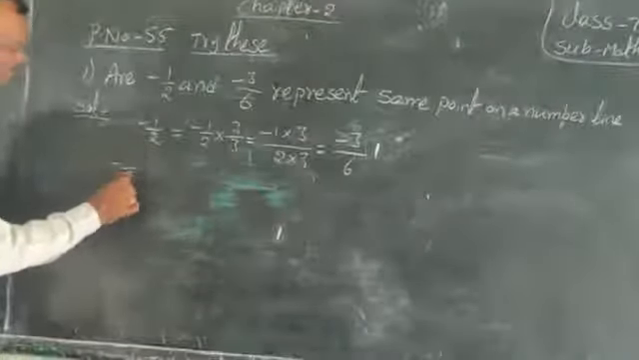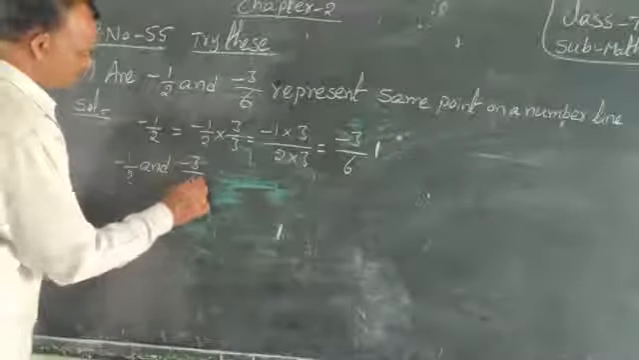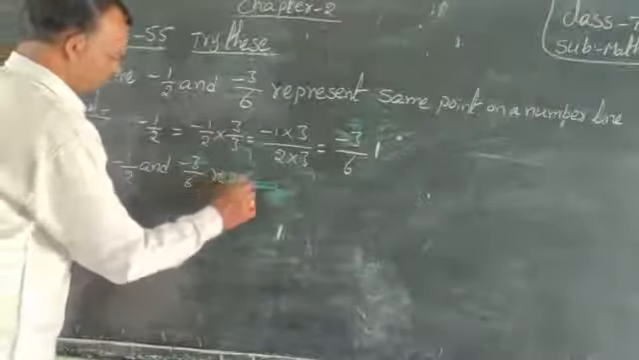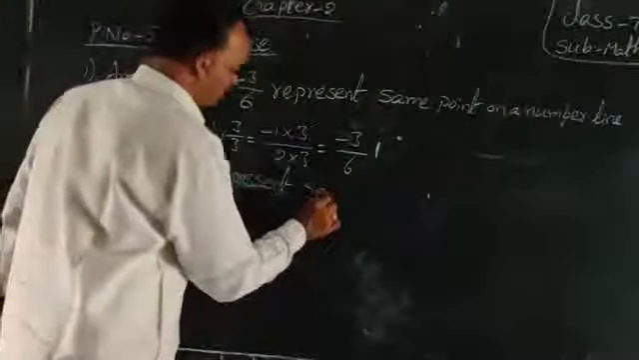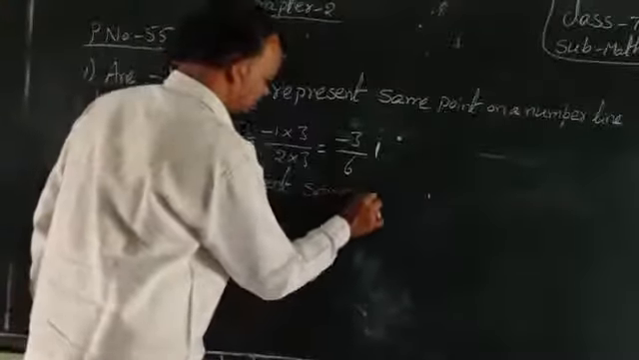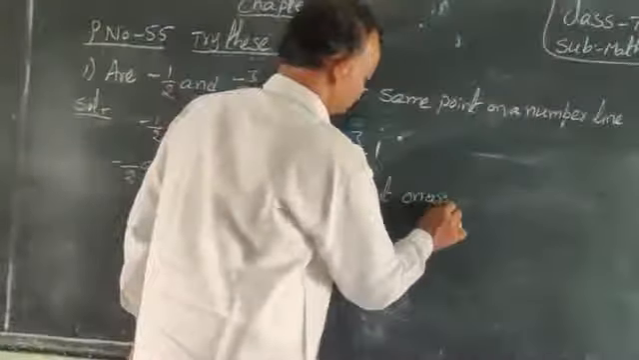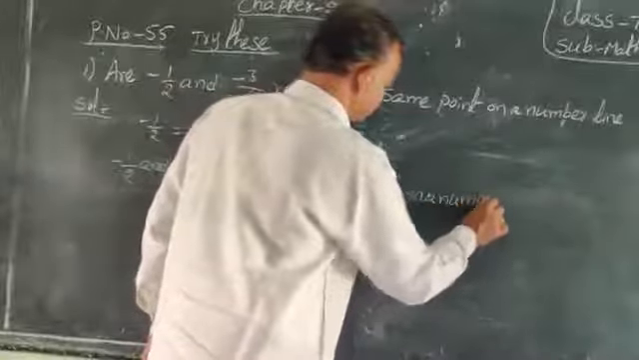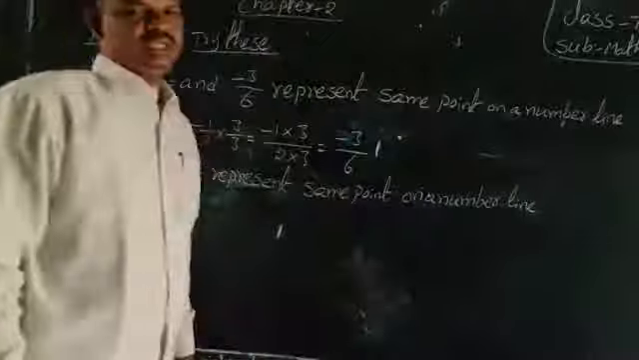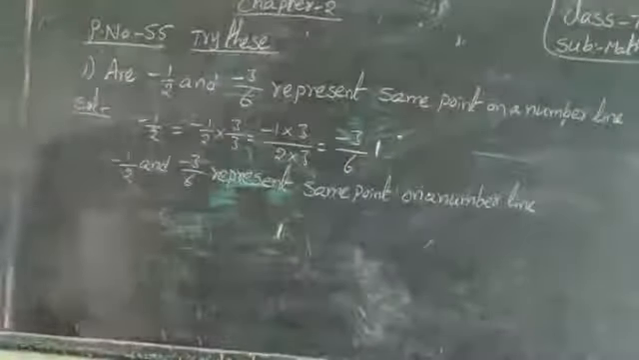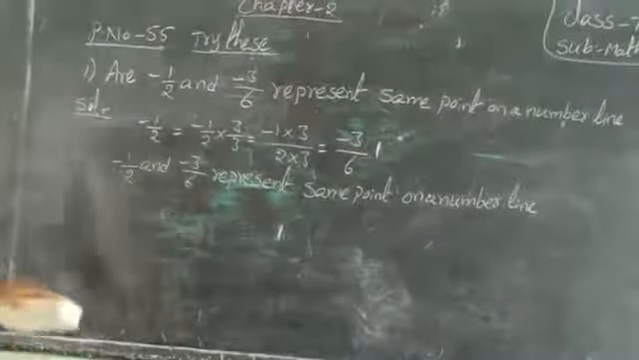Therefore, -1/2 and -3/6 represent the same point on a number line. Next one is the second one.